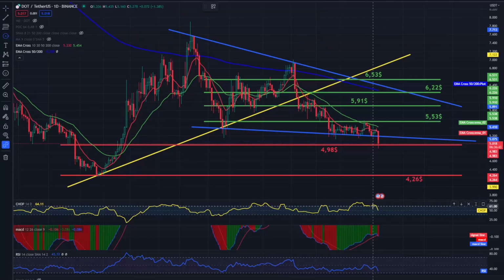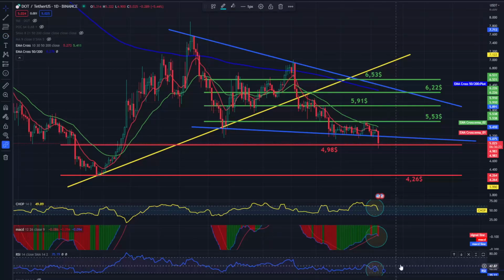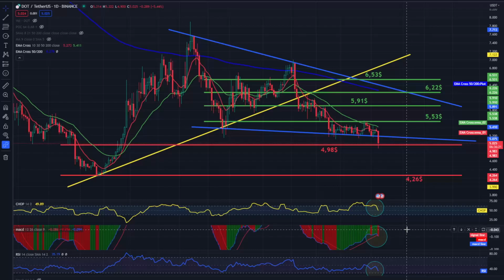Please note the CHOP index, which shows that there is still energy for the next move. MACD shows that you are on the verge of returning to the downtrend. While on the RSI, we have a rebound, and we are approaching the border of the range, which may also indicate that a correction is coming to an end.